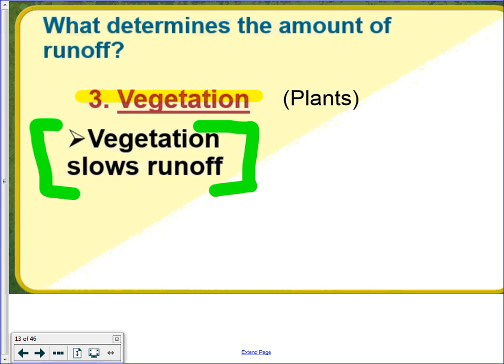So remember, runoff is how much water stays on the surface. So if there's a lot of plants around, they're all going to absorb it. It's going to get stuck to the leaves, it's going to get stuck to the trunks of the trees, it's going to go into the ground, and the roots are going to suck it up, especially if there's been a long period of drought. So the number 3 factor is vegetation. The description is vegetation slows runoff.